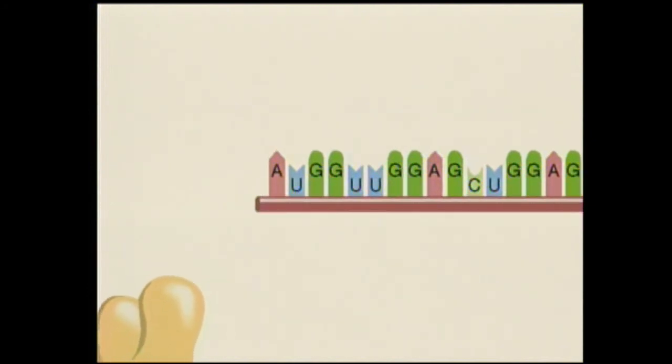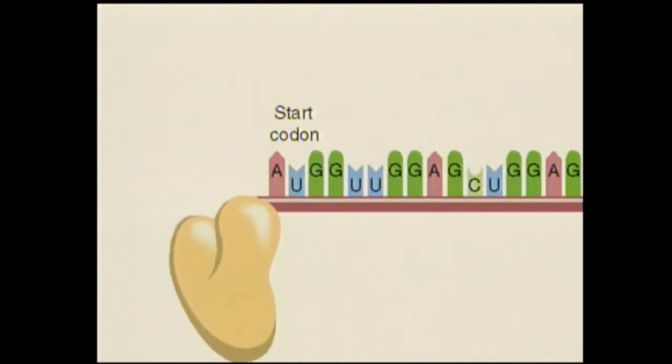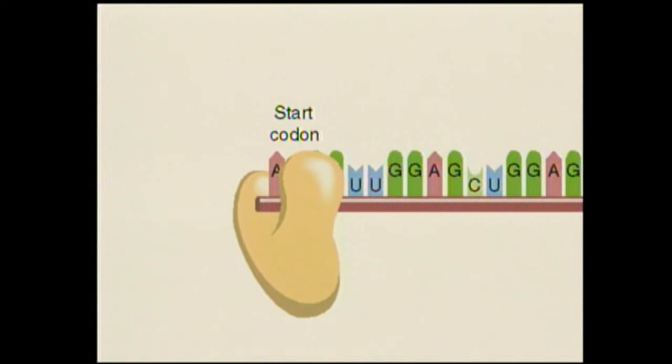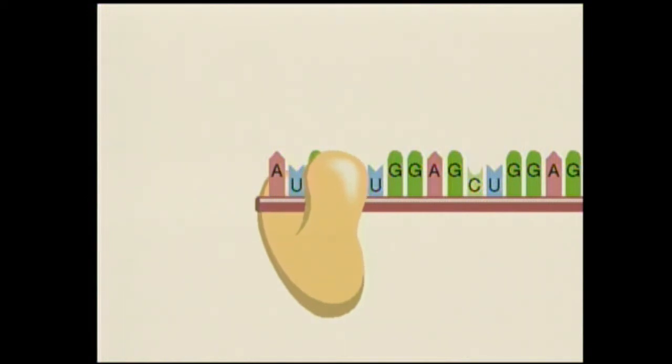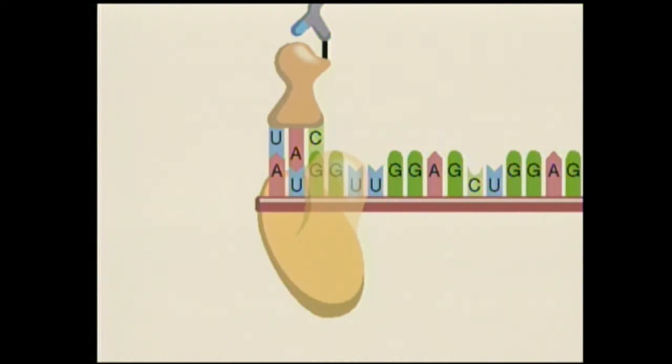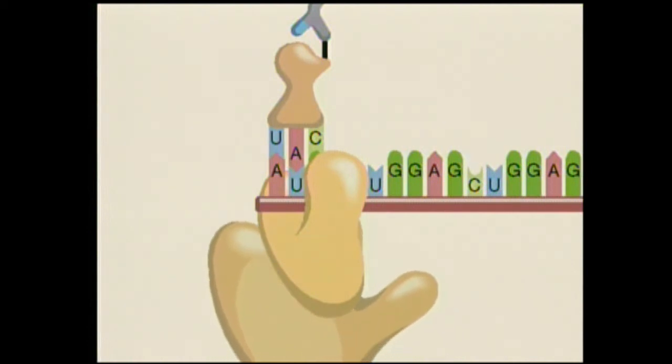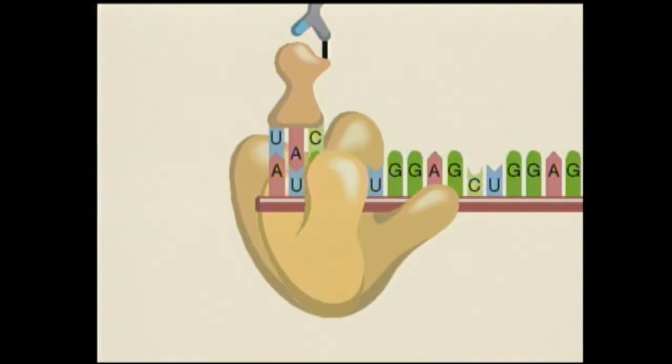A small ribosomal subunit binds to the mRNA at the start codon, AUG. A specific tRNA carrying the amino acid methionine binds to the mRNA. The anticodon on the tRNA matches the codon on the mRNA. The large ribosomal subunit now binds to the small ribosomal subunit and the mRNA.